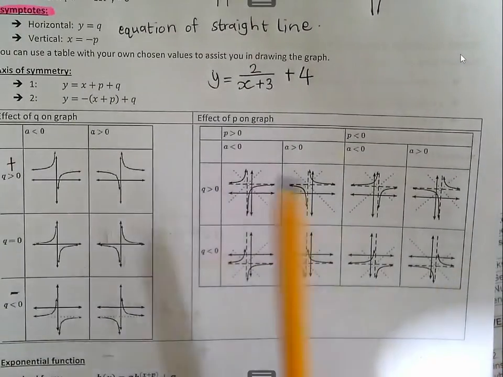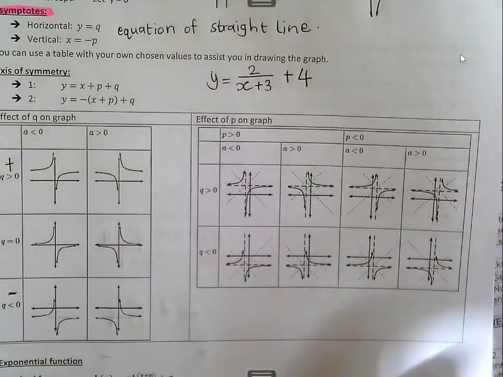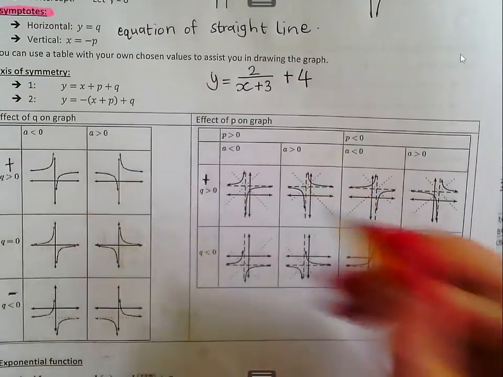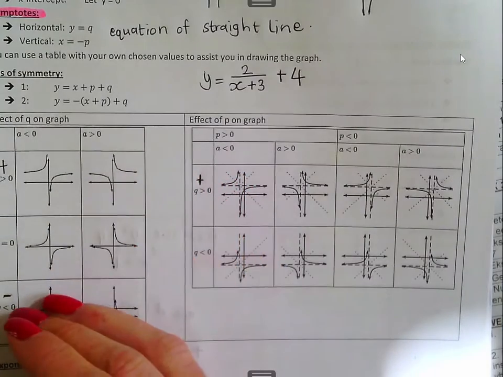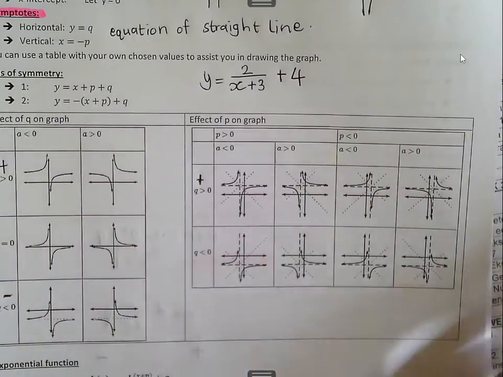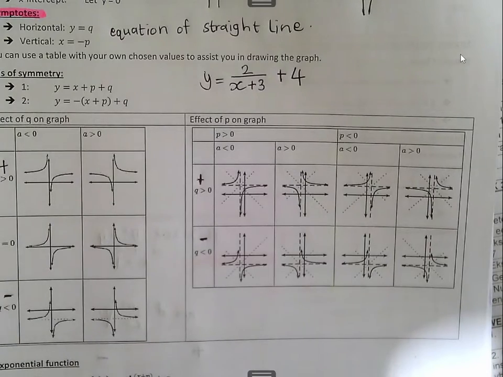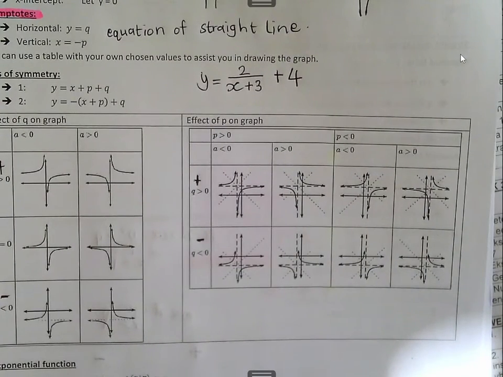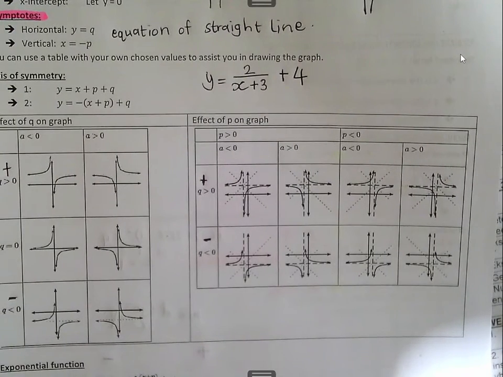Then the effect of P, it moves it left and right. If P is greater than zero, in other words, positive, where did it move it? Left again. Eh? If it's plus, it moves left. If it's minus, it moves right. It was the same at the parabola. That is why I'm doing all of the functions with you once. I'm doing them simultaneously because it's all the same. Okay.